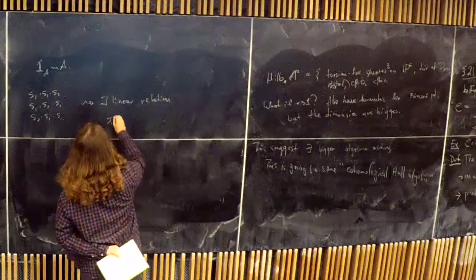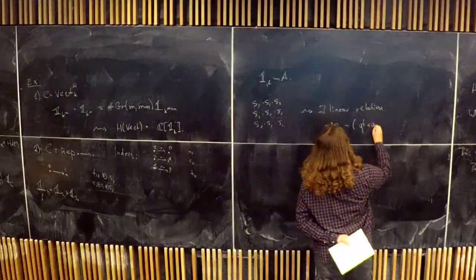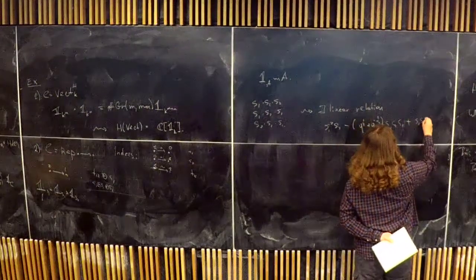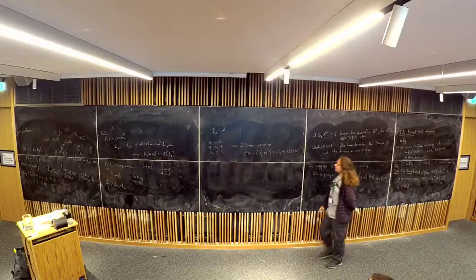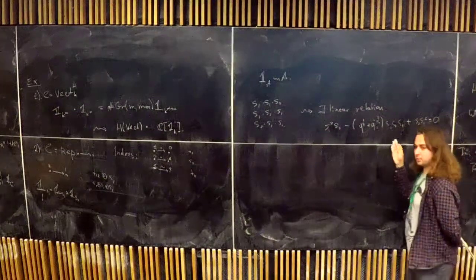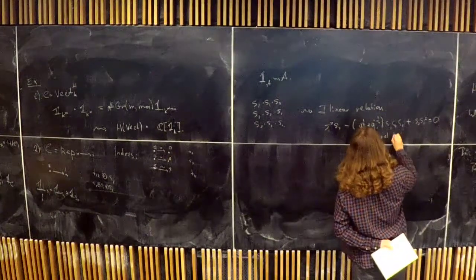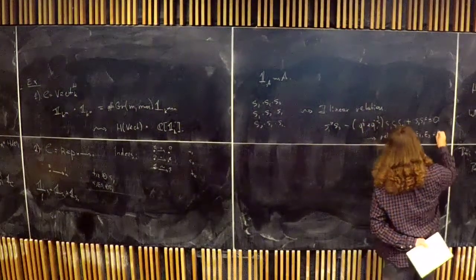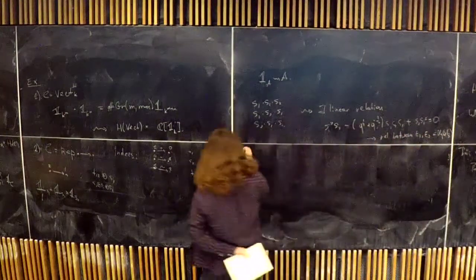S1 squared S2 minus 1 half S2 minus 1 half S1 plus S2 squared equals 0. And I think many of you know this relation. This is precisely one of the relations in quantum SL2. It's a relation between E1 and E2 in U_q. So this is not a coincidence.